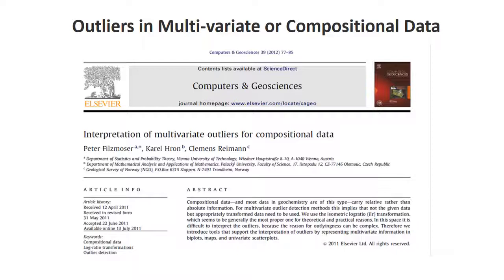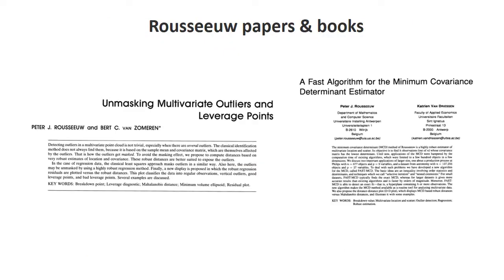Okay, let's now turn to the main theme here. We now have ways of visualizing outliers in multivariate and compositional data. So now we'd like to come up with some quantitative methods of determining which sample is an outlier, an anomaly, and which sample is not. A number of interesting papers, as I showed in the previous slide.